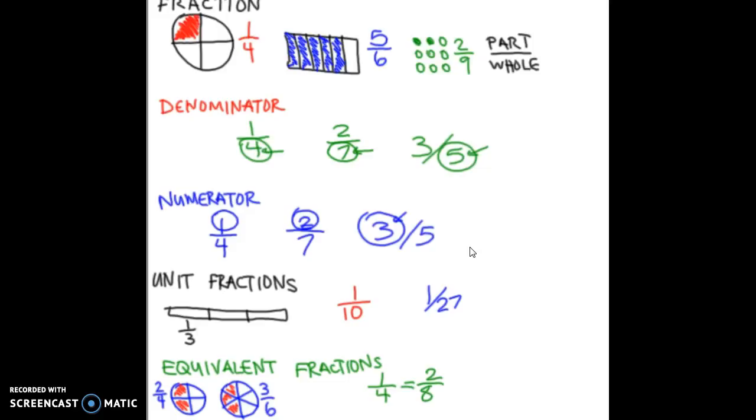We also have talked about unit fractions. Unit fractions are simply fractions that have 1 on the top. It's the smallest unit that you can get to if you divide that into equal parts. So for example, on this one, we've divided into 3. The unit fraction would be 1/3. We've also talked about equivalent fractions. Equivalent fractions are fractions that look different, but they have the same value.